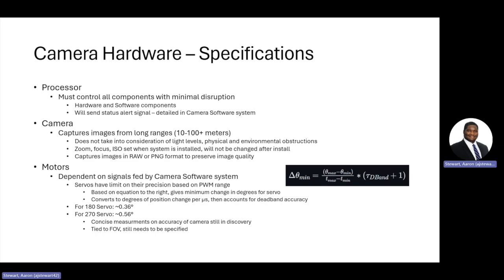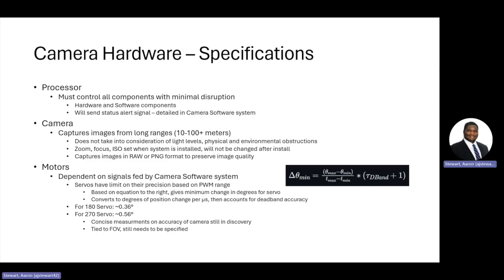That's roughly like 3 football fields. So we can get pretty good range with that and still be within our camera parameters. But the camera will not take into consideration light levels, physical or environmental obstructions. We're just going to take a picture wherever the drone is, and we're going to send it into the database, and it's going to parse it through there.